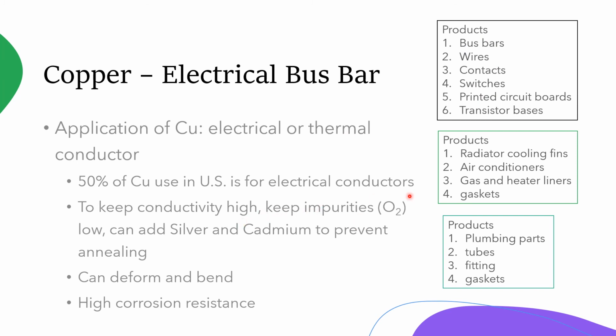I'm thinking why. Okay, and then we have products for radiator cooling fins, and we have air conditioners, gas and heater liners, and gaskets. Okay, that's what we use. We also use it in plumbing parts, okay, tubes, fitting, and gaskets. Because if you take a real look at these products, copper can deform and bend, that's the reason why we can use them in plumbing parts, okay?